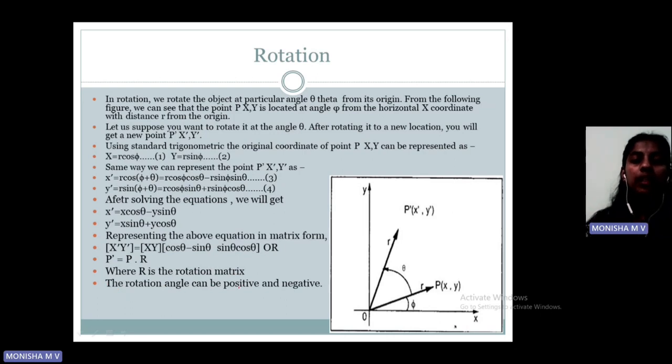This rotational angle can be positive or negative. We can see that negative is there and positive is also there. 2D transformation by rotation.